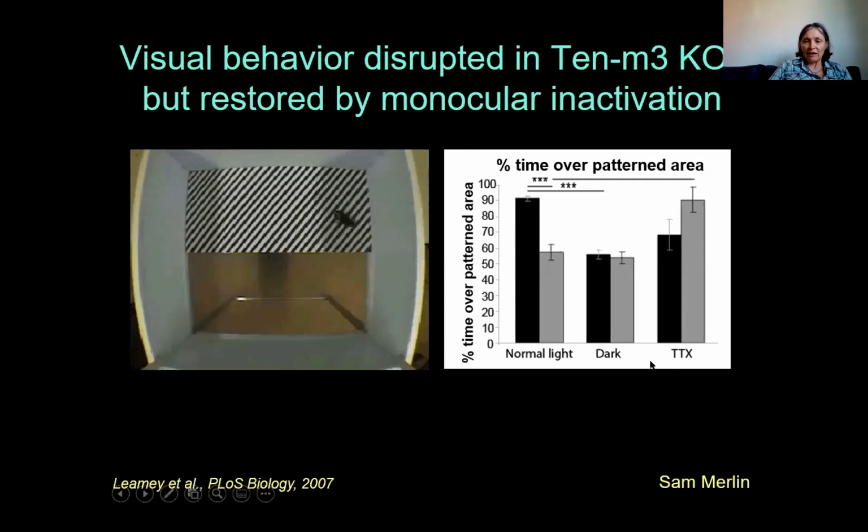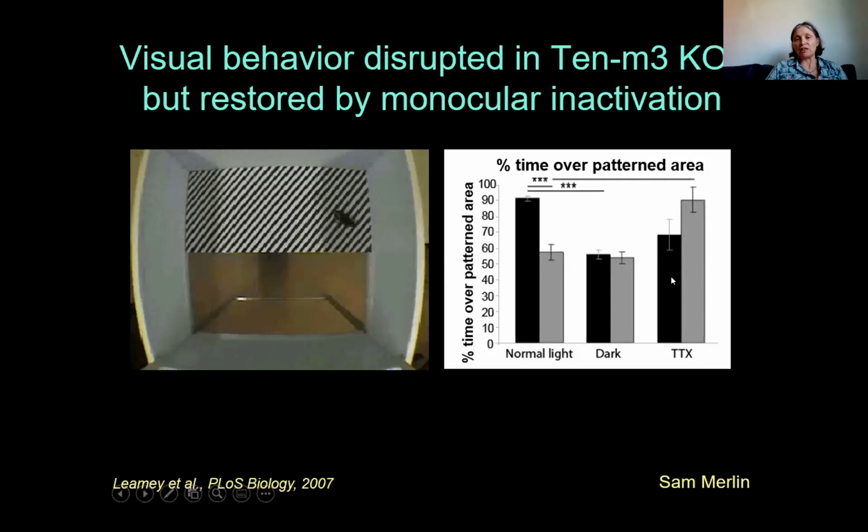But the key finding here, because it leads to where we're going, was this experiment, where Sam asked if the disruption of vision in the Ten-M3 knockout mice is due to the mismatch of the ipsilateral and contralateral projections. If we turn off the mismatched projections, at least going to one hemisphere, by acutely blocking the inputs from one eye with the sodium channel blocker tetrodotoxin, can we restore function to the circuit? And he found that indeed we could. The mice remarkably started behaving very similarly to the wild type mice with respect to how much time they spent on the patterned versus the clear area.